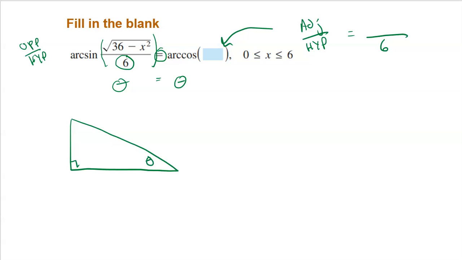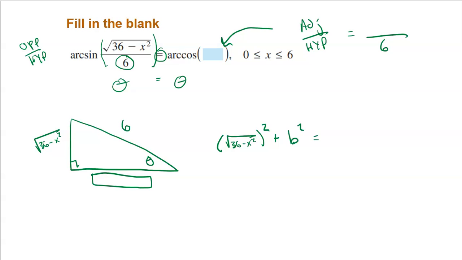It doesn't matter. So if this is my angle theta, the input to inverse sine is the opposite. So the opposite side over here is the square root of 36 minus x squared, and the hypotenuse is 6. So the only thing I have to figure out is what the heck is this adjacent side. So here I go. The square root of 36 minus x squared, squared, plus, let's call this missing side b, b squared equals the hypotenuse squared. Okay.